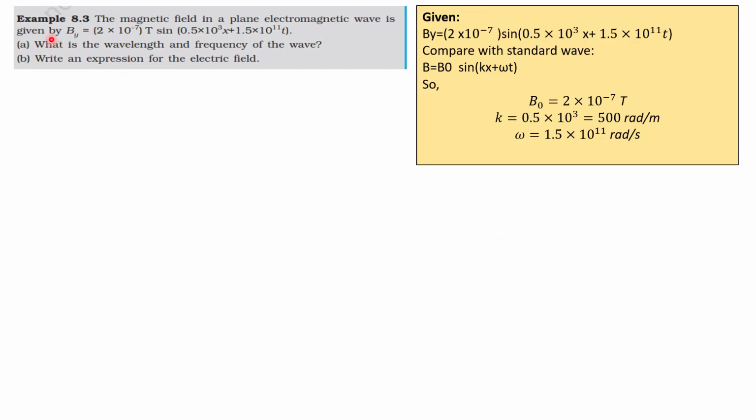But what is the standard equation? B equal to B naught sine of (kx minus omega t) or plus omega t. But in this equation, it is plus, so the wave is traveling along negative x-axis, so we'll also write plus. B naught value by comparison, we can write 2 into 10 to the power minus 7. K, propagation constant, is 0.5 into 10 to the power 3. Then omega value is 1.5 into 10 to the power 11. These are the given values.